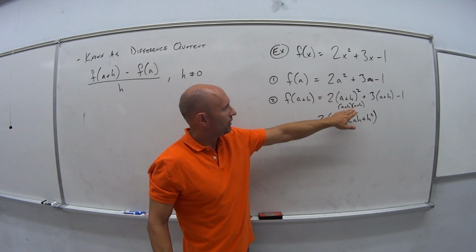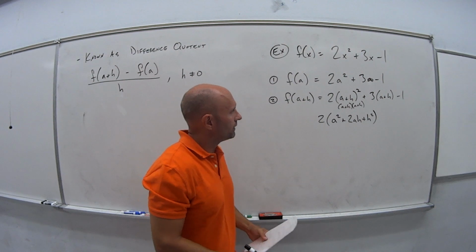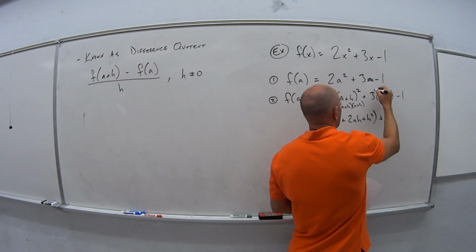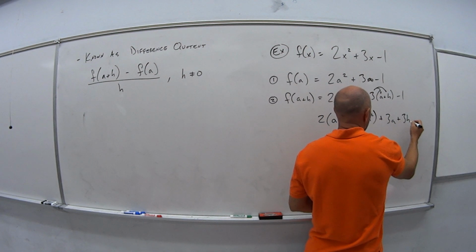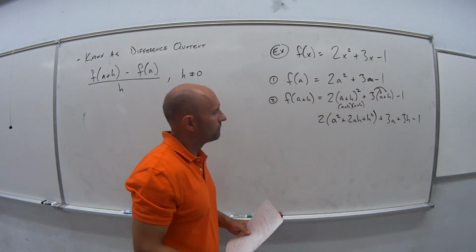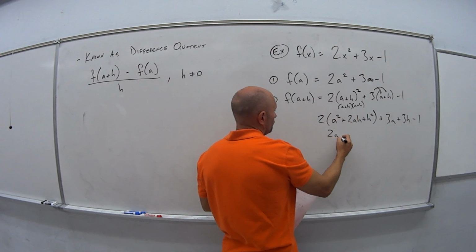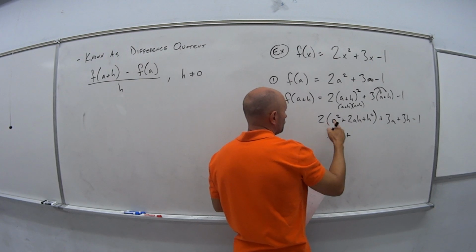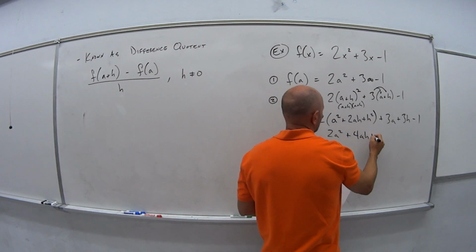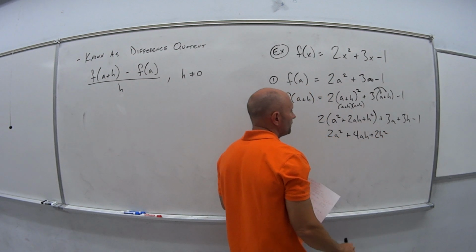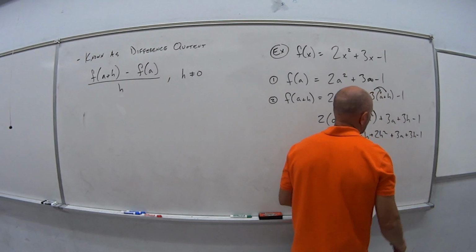Again, I just wrote it side by side so I could FOIL it, and that's what I get. And then here I have to distribute the 3, so I get plus 3a plus 3h and minus 1. Now if I distribute this 2, I get 2a squared plus 2 times 2 is 4ah plus 2 times h squared. And then what's left? Plus 3a plus 3h minus 1.